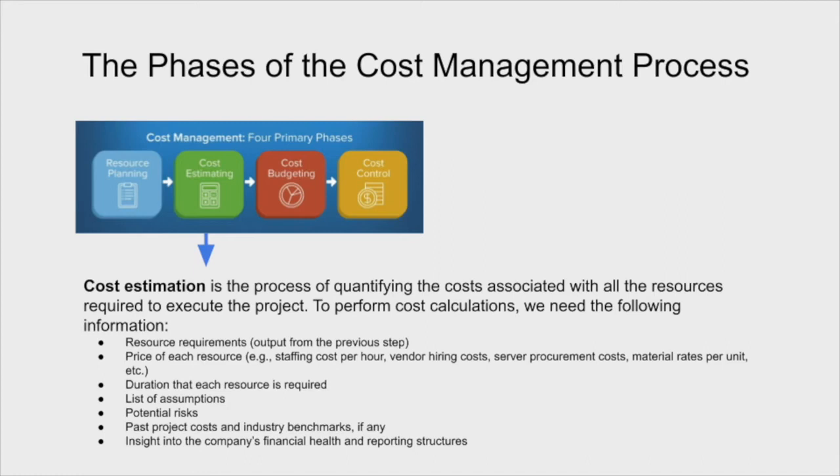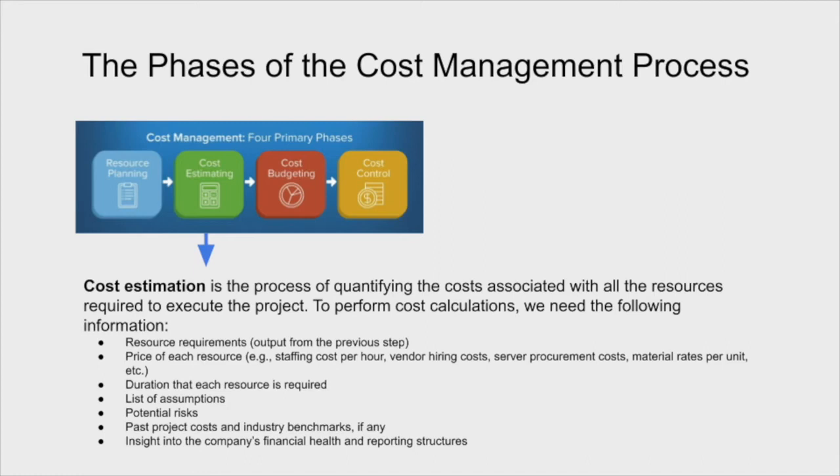Past project costs and industry benchmarks are often looked at. So did we have a similar project before? What were the costs of that? What were some of the issues we had there? Or are there other industry standards, like how much it costs to build a building per square foot? And we need some insight into the company's financial health to make sure that we can actually afford the project to move it forward.